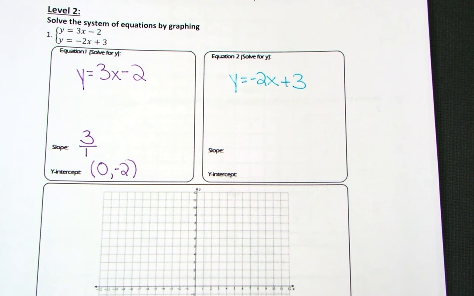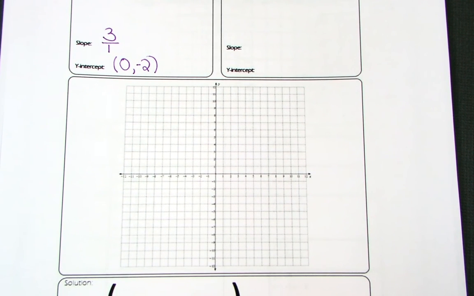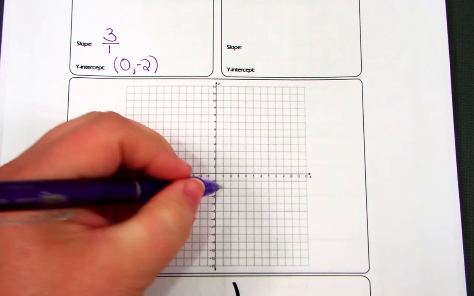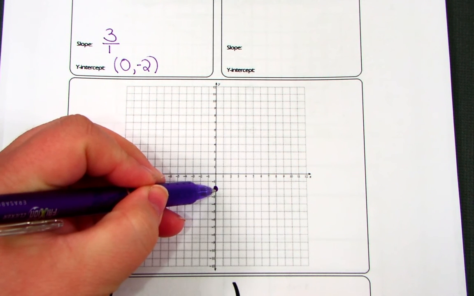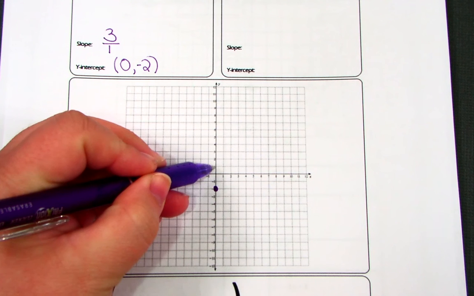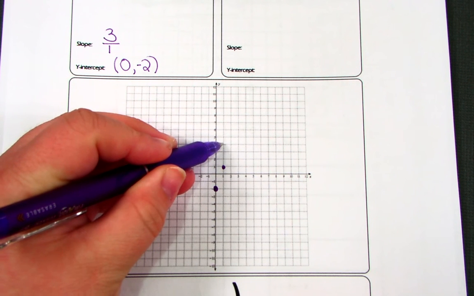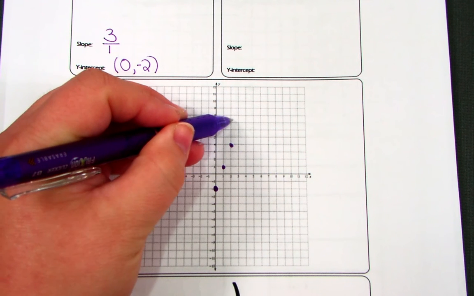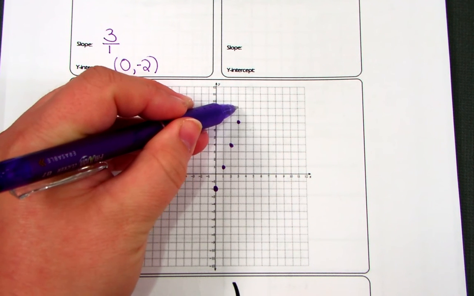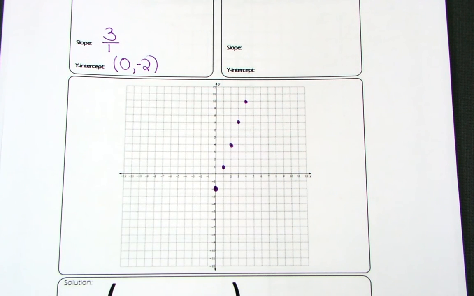Let's go ahead and plot this point, and we can draw our line through it. So I'm going to first start with 0, -2. Then I'm going to count my slope from this point, up 1, 2, 3, to the right 1. And I would continue that all the way across the graph.